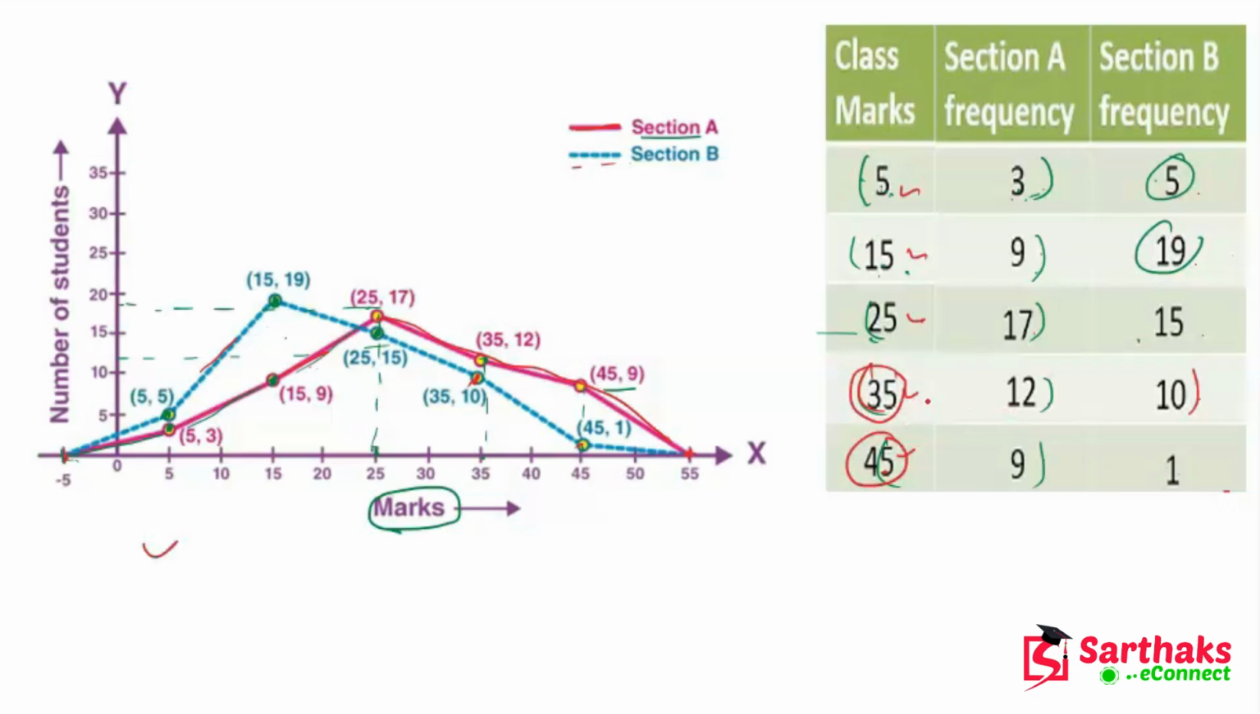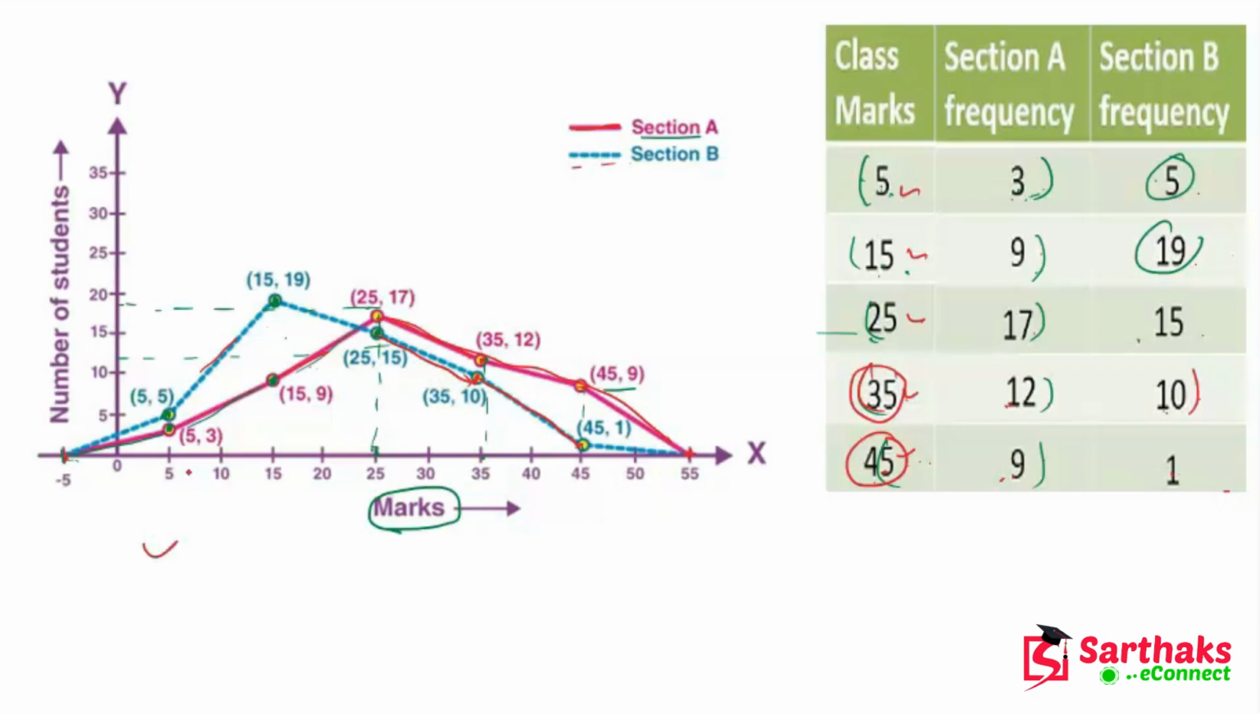Here you can see there are 12 students having 35 marks, and 9 students having 45 marks. On the other hand, there are 10 students having 35 marks, and 1 student having 45 marks. It means we can say that the performance of section A students is high as compared to section B.